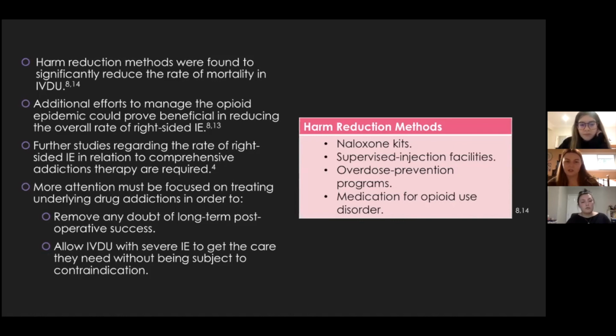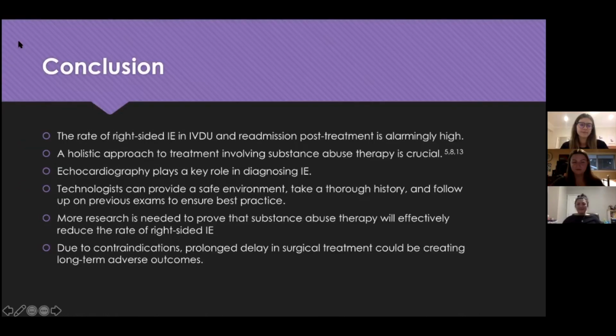And in addition, more attention must be focused on treating underlying drug addictions to remove any doubt of long-term postoperative success, and also allow intravenous drug users with severe IE to get the care they need without being subject to contraindication. So in conclusion, the rate of right-sided IE in IVDU and readmission post-treatment is alarmingly high. By using a more holistic approach to treatment, intravenous drug users can be provided with all aspects of treatment necessary to significantly improve long-term outcomes and reduce the rate of readmission.